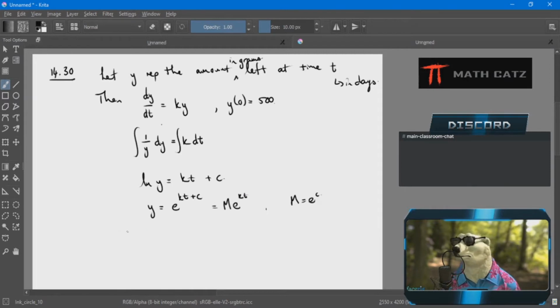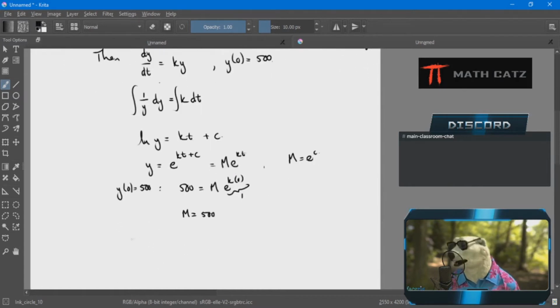instead of e to the c. Then I use my initial condition to find that if I plug in 500 for y, e to the k times 0 is 1, so m is 500, and therefore my function is 500 e to the kt, big surprise. We've seen this before, it's always the same if I start with the same differential equation, which I do.